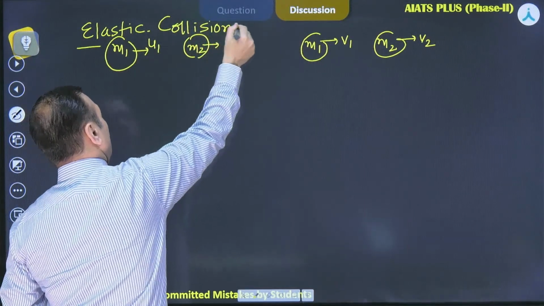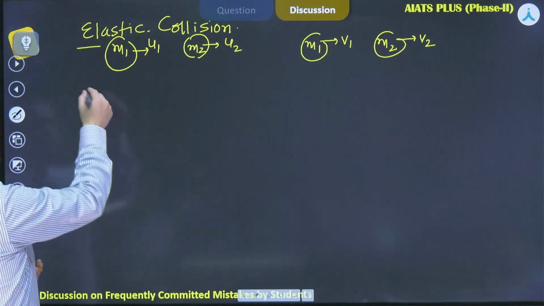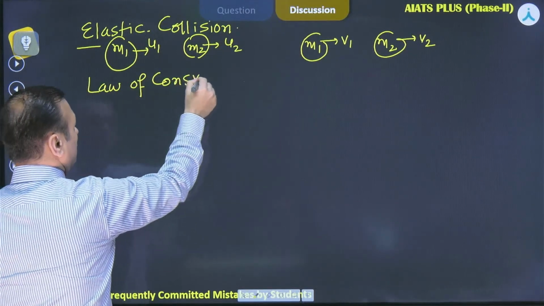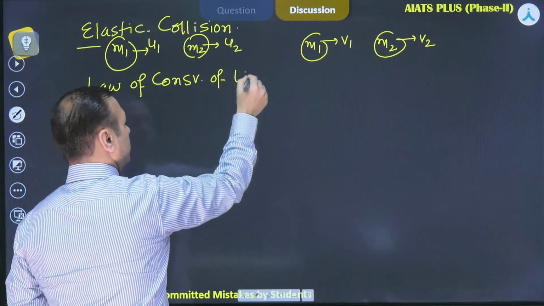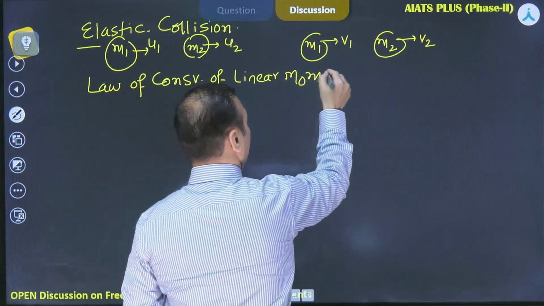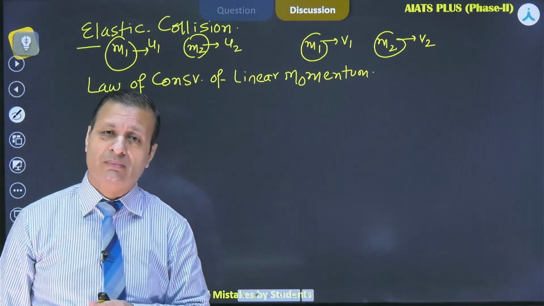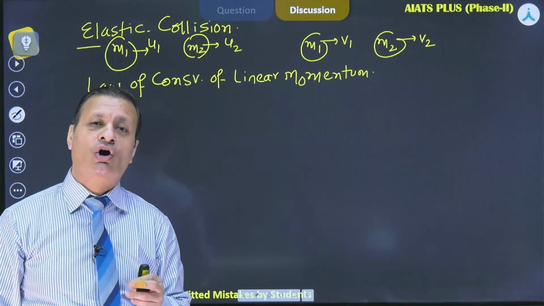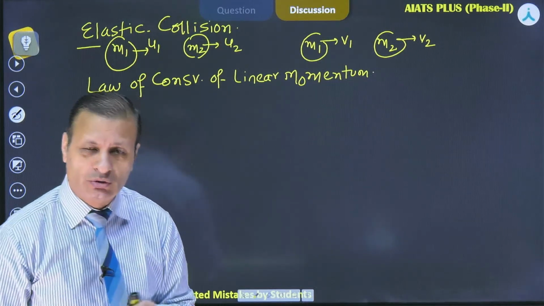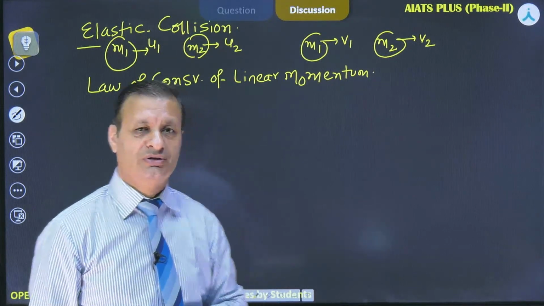This is also an important point to be noted. This is elastic collision, and elastic collision follows the law of conservation of linear momentum, and it also follows one more basic concept, that is the law of conservation of kinetic energy. That means kinetic energy before collision and kinetic energy after collision will also be the same for elastic collision.